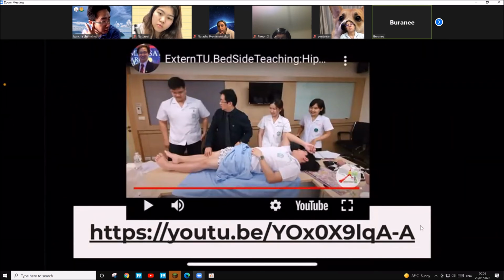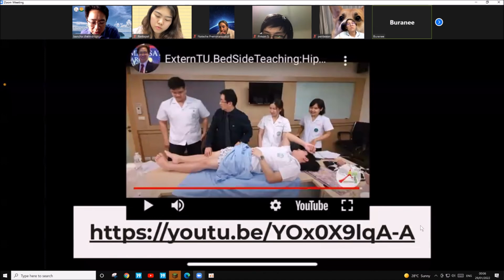So these are our preferred techniques. Actually, there are more than, I think, 20 to 30 techniques of reduction. You can do it in the prone position like Stimson, same as the shoulder reduction. Okay, very good. Next.